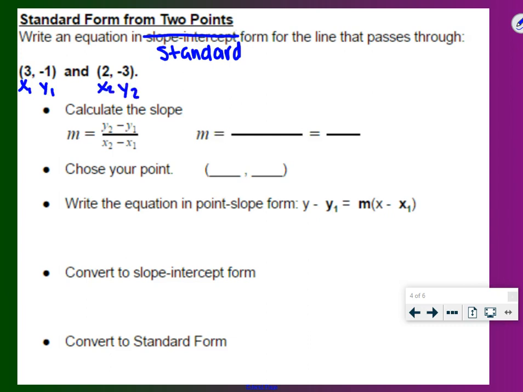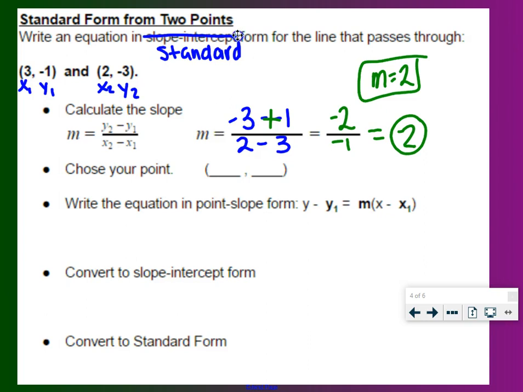Label your points: x1, y1, x2, y2. Calculate the slope. We should be getting really good at this. -3 minus -1 over x2, which is 2, minus x1, which is 3. If you want, you can type this right into your calculator and it'll tell you. But if you don't want to use your calculator, double negative makes positive. -3 plus 1 is -2. 2 minus 3 is -1. -2 divided by -1 is +2. So our slope is 2.